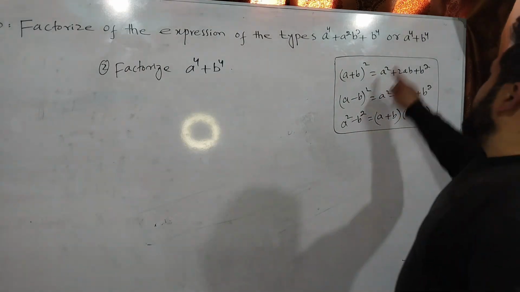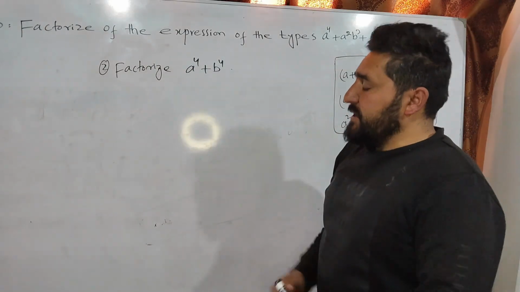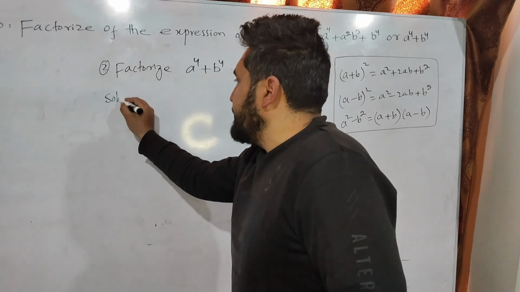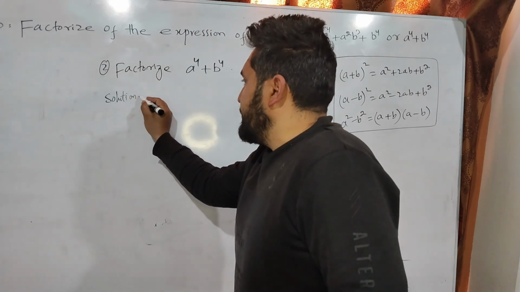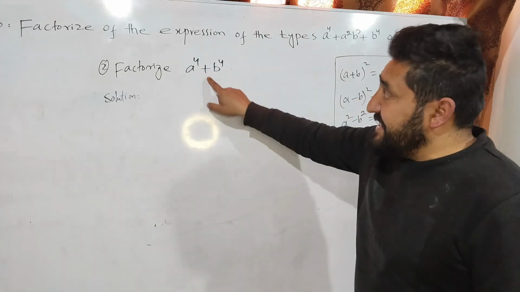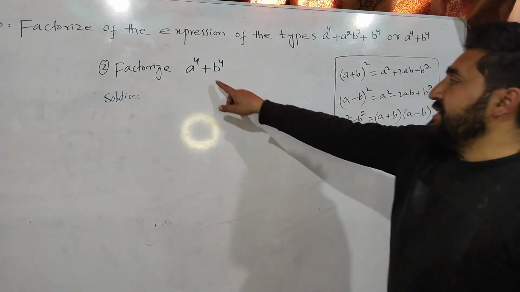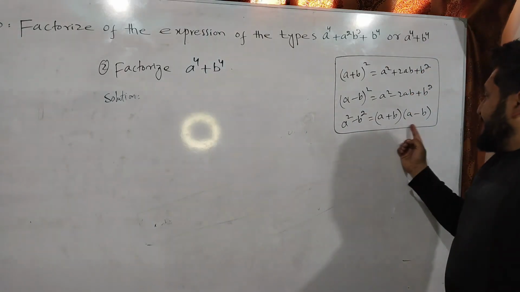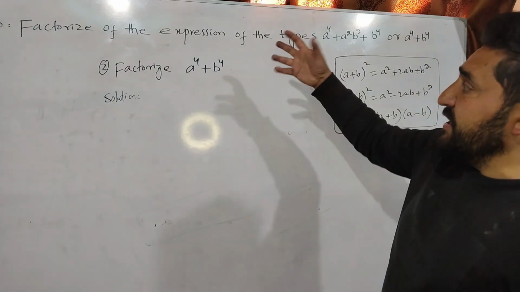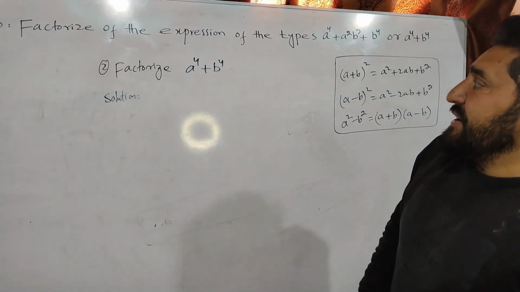result. Now we use this type, a raised to the power 4 plus b raised to the power 4. Now our solution is like this one. Okay, here the middle sign is minus, then we can easily use this one. Unfortunately, here is plus, so we can't use this identity. So now we just add and subtract something with this expression, and then we can easily factorize it.